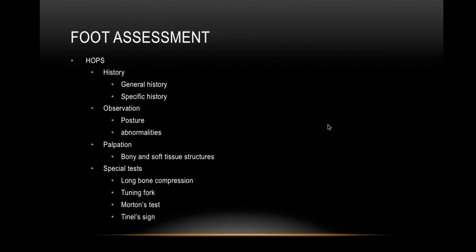And that's why it's always important to do palpation and special tests bilaterally. You want to test the healthy side and compare it to the injured side. As for special tests, as it relates to the foot, long bone compression, tuning fork, Morton's test, and Tinel, those are some of the major ones, and they discuss them a lot in your book. So as far as ruling out fractures, that's what long bone compression and tuning fork is for, and then the others are more neurological types of assessments.